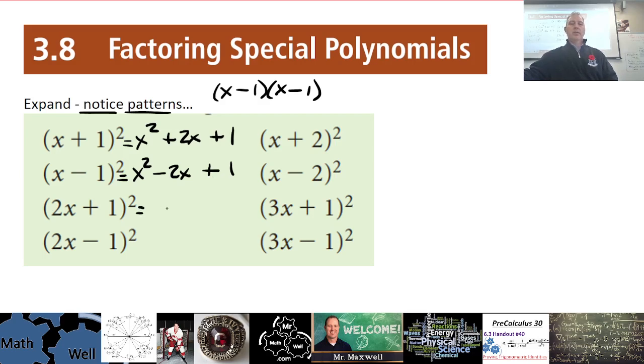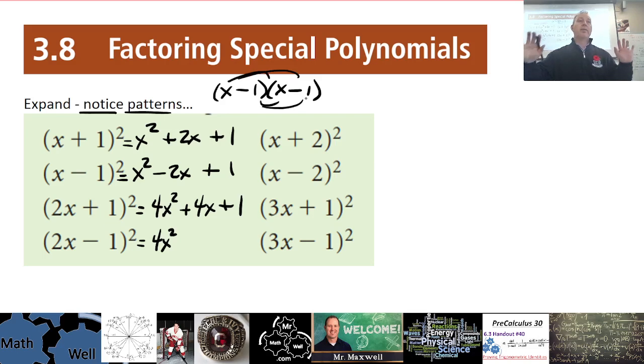This one here is going to be 4x squared plus 4x plus 1. This one's going to be 4x, and if you can't do this in your head like I'm doing it, don't worry about it. Okay, if you have to write it out and do FOIL, that's totally fine. I'm just doing this quick so that we can see the patterns is what we're trying to get to, okay? So 4x squared minus 4x plus 1.